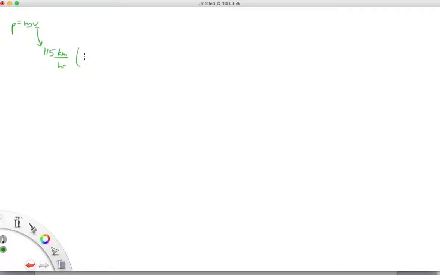I'm going to take the kilometers and convert that first. For every 1 kilometer, there are 1,000 meters. So that'll get rid of our kilometers. Now I'm going to take hours and change them into seconds. For every 1 hour, I just know this, it's that many seconds. So overall, this is going to be 31.944 meters per second. Wunderbar.